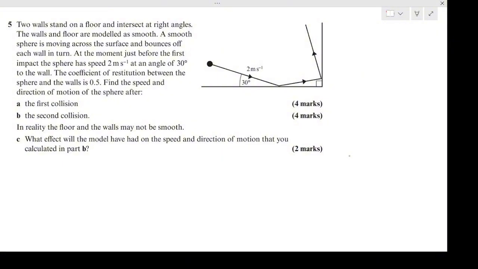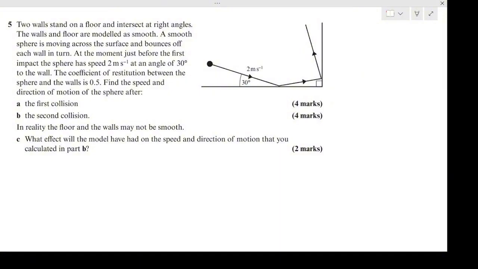Okay, so we've got this question here first. So here we're told 2 walls stand on the floor and intersect at right angles. The walls and the floor are modelled as smooth. A smooth sphere is moving across the surface and bounces off each wall in turn. At the moment just before the first impact, the sphere has speed 2 at an angle 30 to the wall. The coefficient of restitution between the sphere and the walls is 0.5, and so we need to find the speed and direction of motion after the first and second collision.